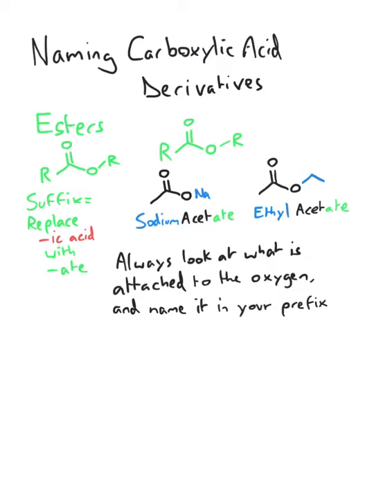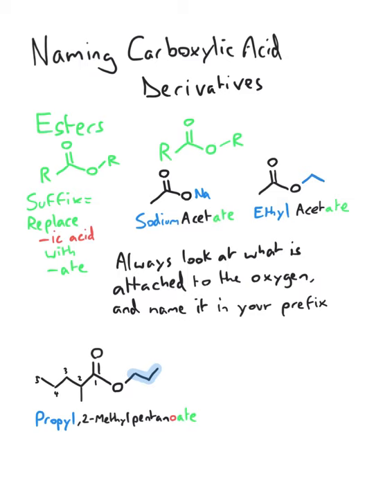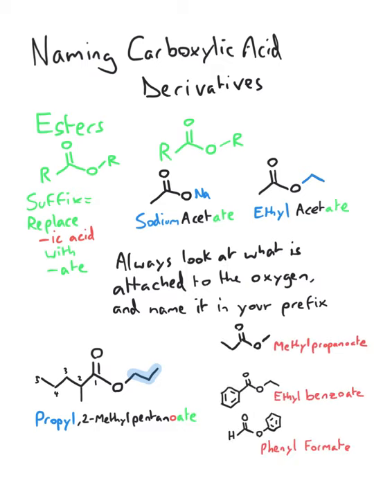A rule of thumb when it comes to naming it is always look at what is attached to the oxygen, name that as your prefix, and name the rest of the molecule as if it was just a carboxylate salt. So here would be propyl 2-methylpentanoate. Now you have a go. Name these esters. You may pause now. And here are the answers.